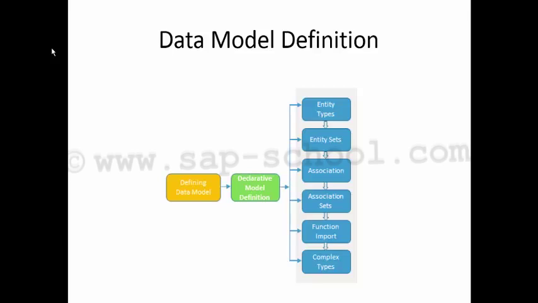After defining a model, we have to generate the runtime artifacts. While defining the data model, we have to define the entity types, entity sets, then the associations, then the association sets, and after that the function imports or the complex types. This is the complete process of defining my data model. Now let's see in detail what that means, like how each of these can be created using the Service Builder.